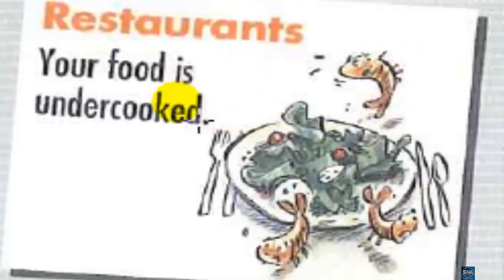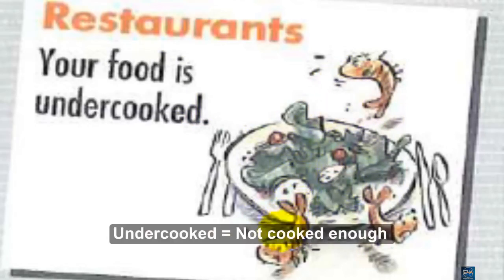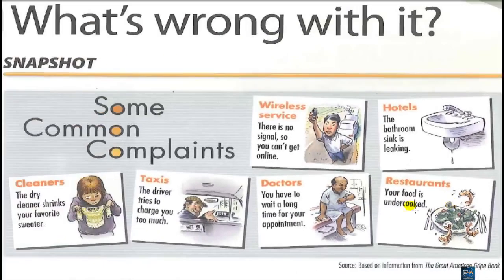This is the last complaint. In restaurants, look at the picture here. What do you see? Fishes, some fish, and they're still alive. Your food is undercooked. It's not cooked well. So these are some complaints that bother people.